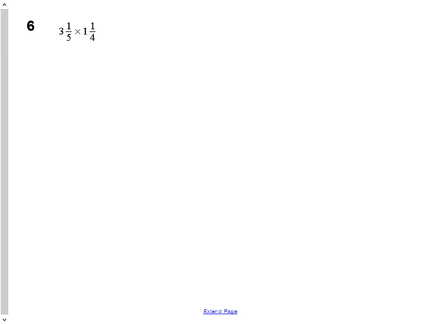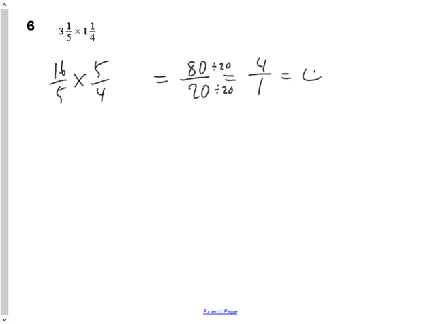Your next question is a product of two mixed fractions. So the first thing you're going to do is change both of your mixed fractions to improper. We're going to have 16 fifths multiplied by 5 quarters. Now, if you did not cross reduce, you ended up getting 16 times 5, which is 80, over 5 times 4, which is 20. And you say, well, both of those are divisible by 20. And you get 4 over 1, which is equal to 4. So your final answer would be 4.